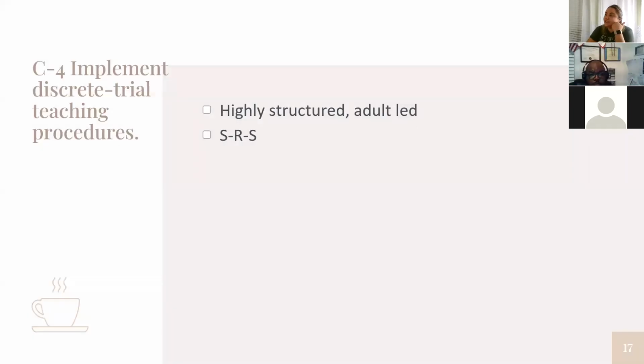And then C4, implement discrete trial teaching procedures. So DTT, as we know, is going to be a big part of ABA, but it isn't just ABA. So a lot of people think like DTT is ABA. That's not the only thing that we do in ABA, but it does play a big part. So DTT is highly structured, adult-led, and it contains that SRS model. The SRS model is stimulus, response, stimulus. And you can also think about ABC, antecedent, behavior, consequence.